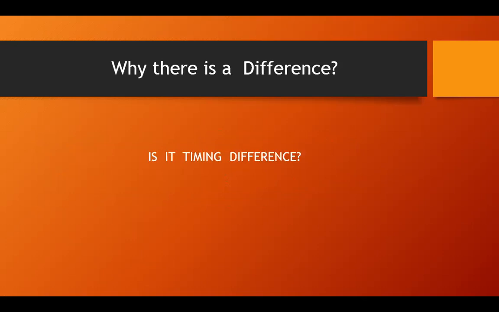There is a difference. Is it a timing difference? Timing difference means recognition of income and expenditure. Do we show the income and expenditure this year or the next year or the previous year? There is a timing difference between the recognition of expenditure and income in the profit and loss account under the two acts.